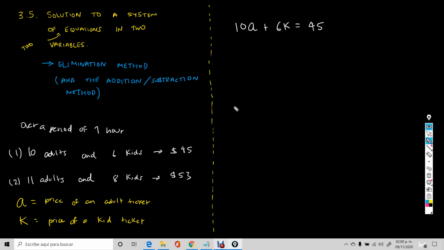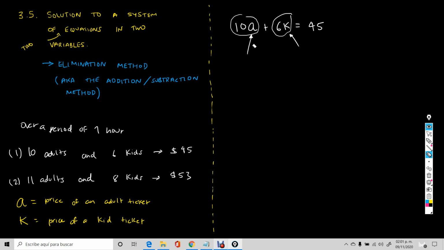In the first hour that relates to this piece of information, I know that 10 adults went into the game and 6 kids, and each of those adults paid this price, the price of an adult ticket, and each of the kids paid this price, which is the price of a kid ticket. And so this expression 10a is the amount of money that the owner collected due to adults, and this represents the amount of money that the owner collected due to kids. And when you add those together, he's gonna get $45. Okay, that's what we know.